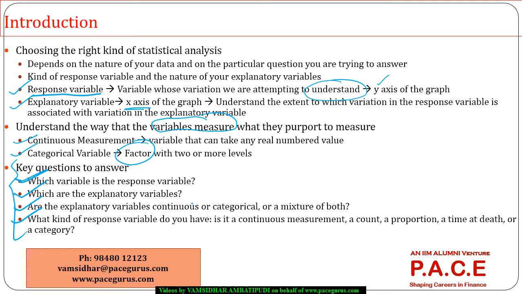So for explanatory variables, I will check whether they are continuous or categorical. Similarly, for the response variable also, I will look at whether it is continuous, or in some cases it could be a count, it could be a proportion, it could be time related. So I have to really check what is the nature of my response variable. Does it fall into any of these categories? So that is one more thing that I have to understand before getting started with the statistical modeling analysis as such.